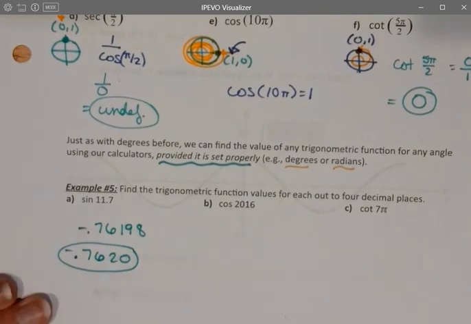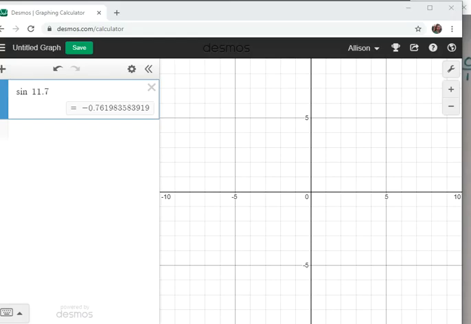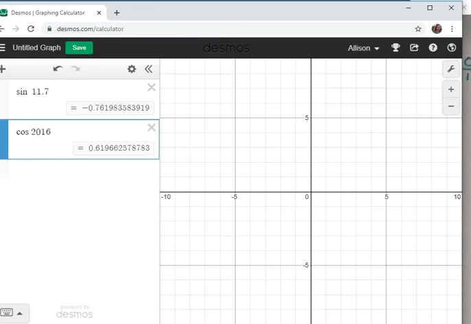All right, and the cosine of the next one. So this is the cosine of the angle 2016. That's quite a few times around the unit circle there. This is going to be 0.6197 if I run it to 4 places.